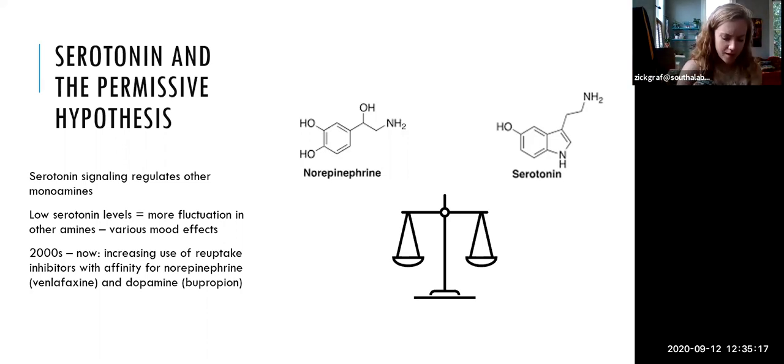Continuing more recently, drugs that have more affinity for norepinephrine and dopamine are becoming popular treatments for depression. And especially the class of drugs that has affinity for dopamine, like bupropion or Wellbutrin, are becoming popular because they have fewer weight gain and sexual side effects than SSRIs. So these drugs just help to demonstrate that even though serotonin does seem to play a very important role in regulating mood and regulating sleep through its breakdown product melatonin, the other two monoamines are also important in regulating mood.